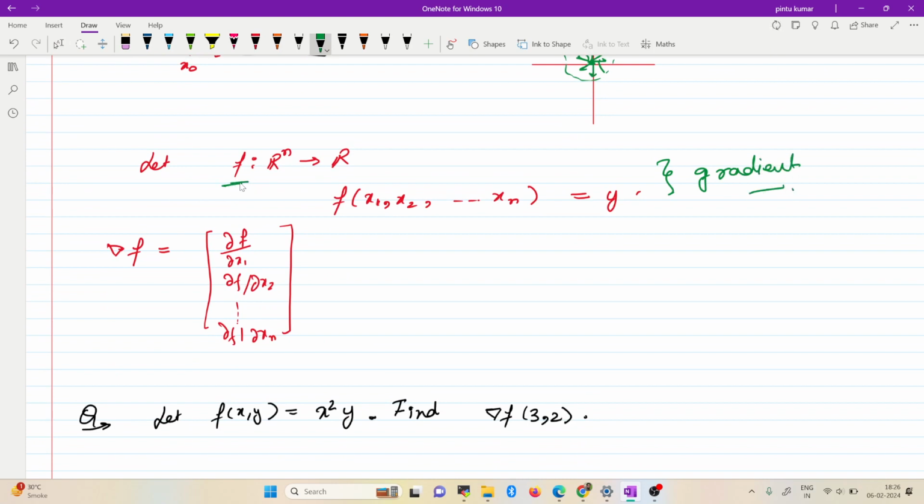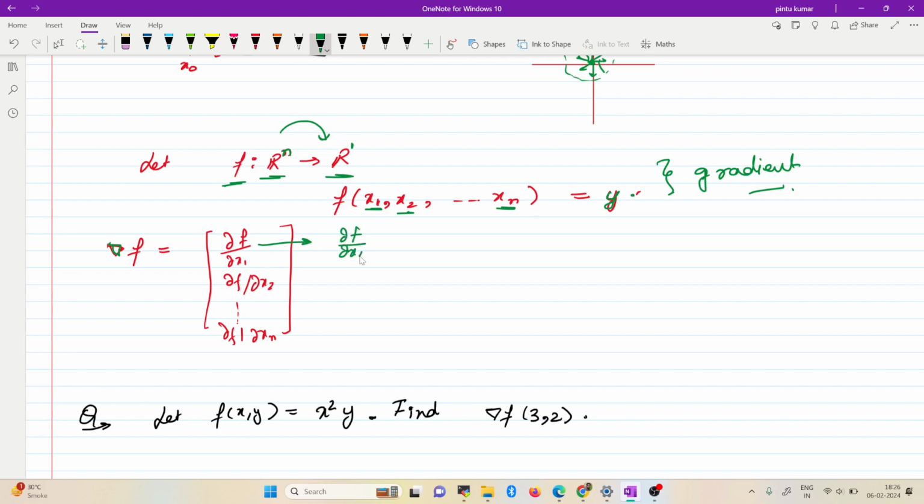So if f is a function from Rn to R, that means it has n inputs and it outputs only one value. So gradient can be defined only for such a function which has n inputs and outputs only one value. The function would look something like f of x1, x2, ..., xn is equal to some y.